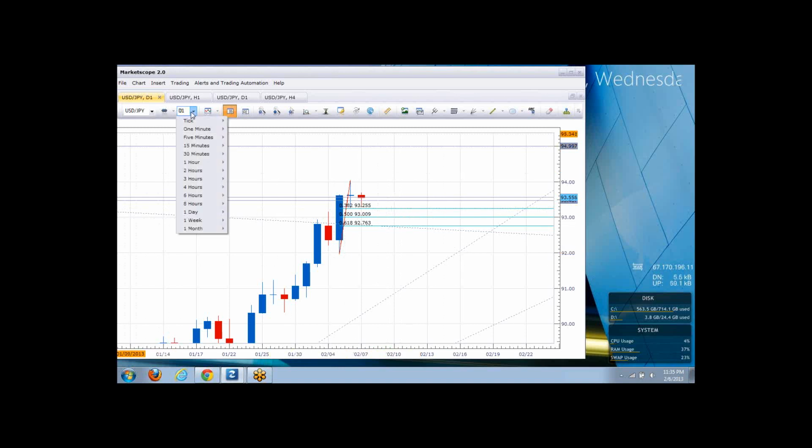So for now, the plan for this one is to wait. So no trades on the dollar yen right now. Okay, cool.